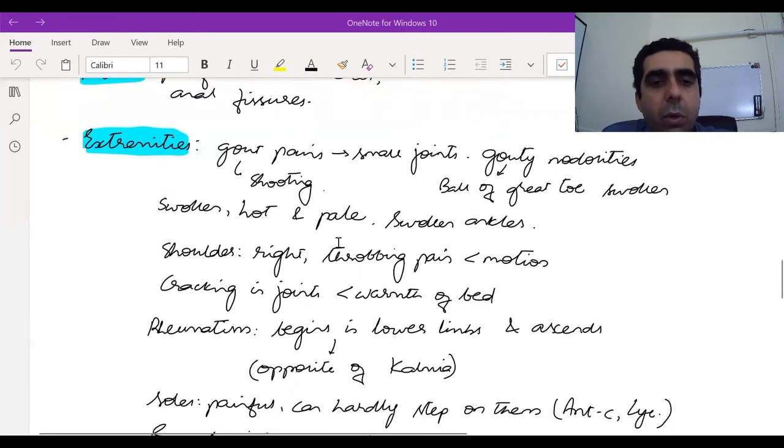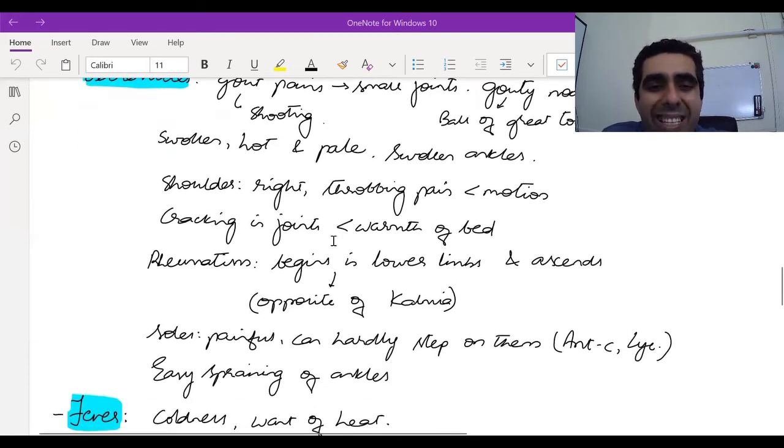Extremities, again, as I told earlier, there are gouty pains, especially of the small joints with gouty nodosities, especially at the ball of the great toe, which is swollen. The inflamed parts are hot and pale. They are hot to touch, but pale, along with swollen ankles. There could be shoulder pain, especially right shoulder, which is throbbing in character, worse from motion. A lot of cracking sounds in joints, which is worse from warmth of bed. So the patient in general is also worse from warmth or heat.